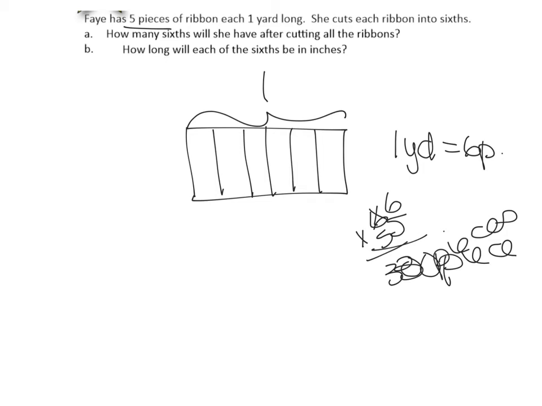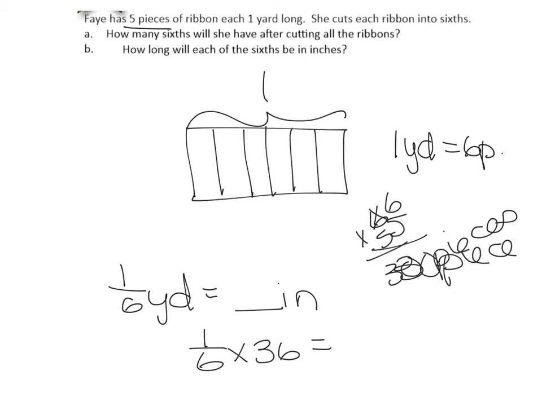Part B says, how long will each of the 6 be in inches? So we know by looking at our drawing up here that each of these is going to be 1 divided by 6 because there's 6 different pieces. So each of those are going to be 1/6 of a yard. Now we need to change that to inches. We know that yards is bigger, so we're going to go big to small. We're going to multiply. But how many inches are in a yard? Well, I know that there are 12 inches in a foot, and there are 3 feet in a yard, and 12 times 3 is 36. So I need to do 1/6 times 36, and this will tell me how many inches each piece is.